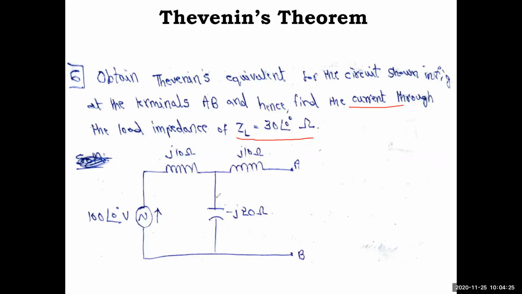Now your task is to replace these four elements by a single voltage source in series with an impedance, that is your Thevenin's equivalent circuit. Okay, and then next step you connect the load ZL here and apply a KVL and find the current I in that circuit. That will be the current in the load impedance. Okay, hope it is clear.